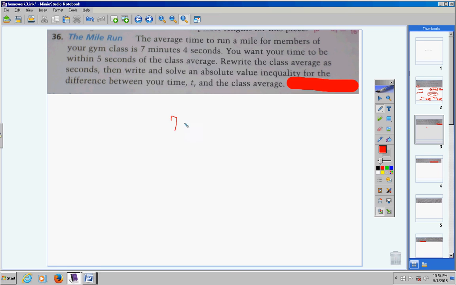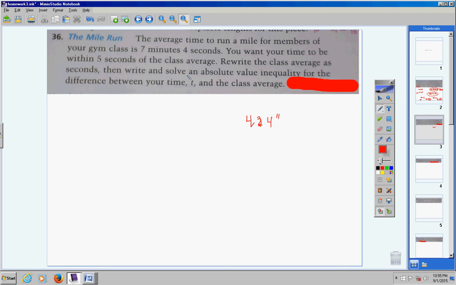So the class average is 7 minutes and 4 seconds. That's feet and inches, but in trigonometry, that's also minutes and seconds. So 7 minutes. Let's see, we have 60 seconds in every minute. So 7 minutes would be 420 seconds plus 4 more seconds. So 7 minutes and 4 seconds is 424. Hold on, my pen's not working here, guys. Hold on a second. 424 seconds. There we go. Okay, so there's the class average rewritten in seconds.